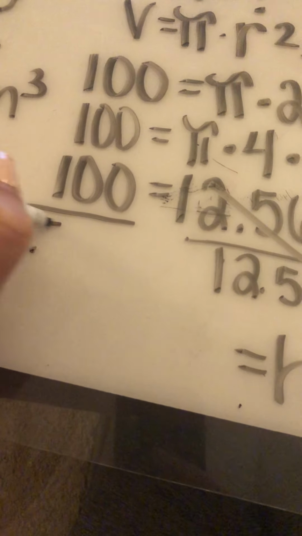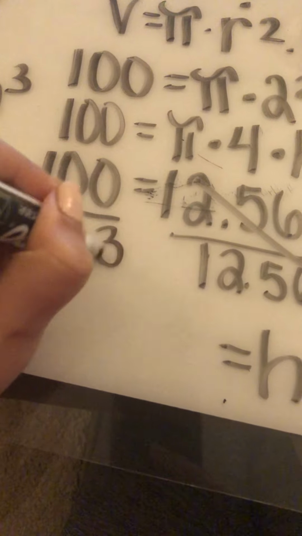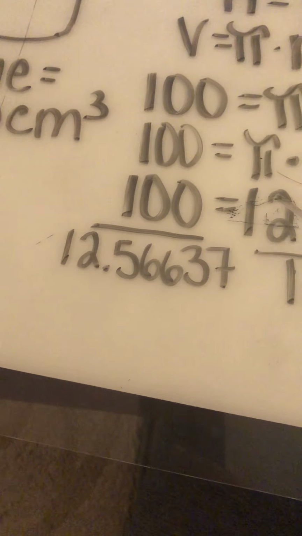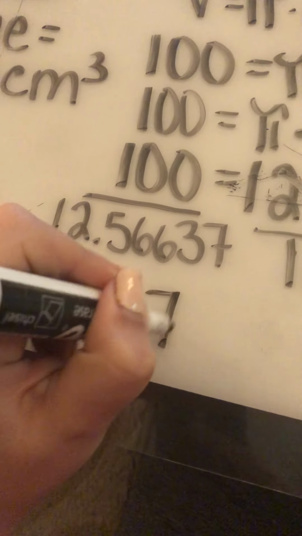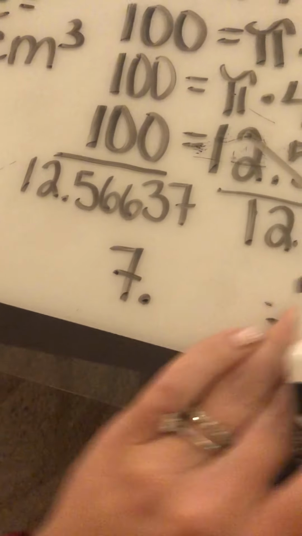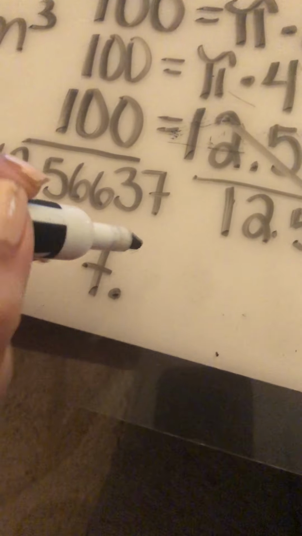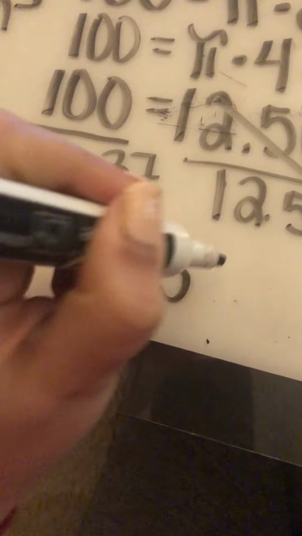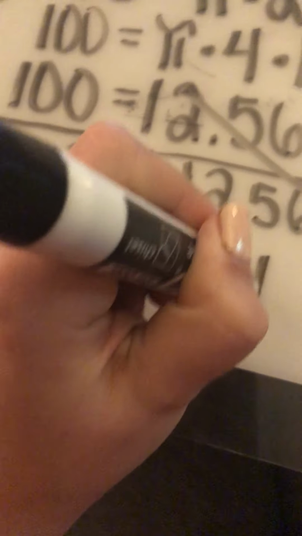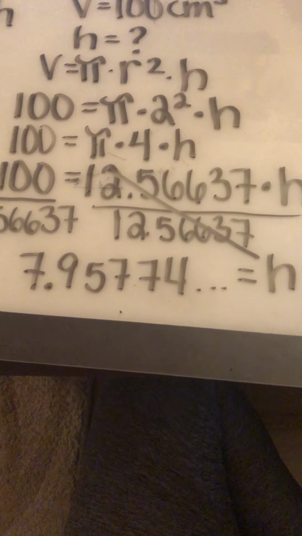So 12.56637. I'm going to divide, and I'm going to get 7 point, let me move this over, I forgot my decimals, 7.95774 and so on, equals h. Okay, and then the last thing we do is round to the place value that's provided. On the lesson, I didn't provide it for this, but you should just know I usually round to the nearest tenths. So I'm going to write my final answer here.